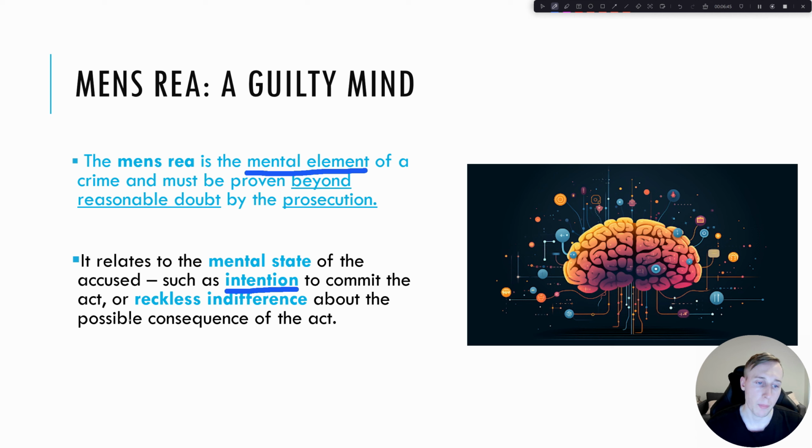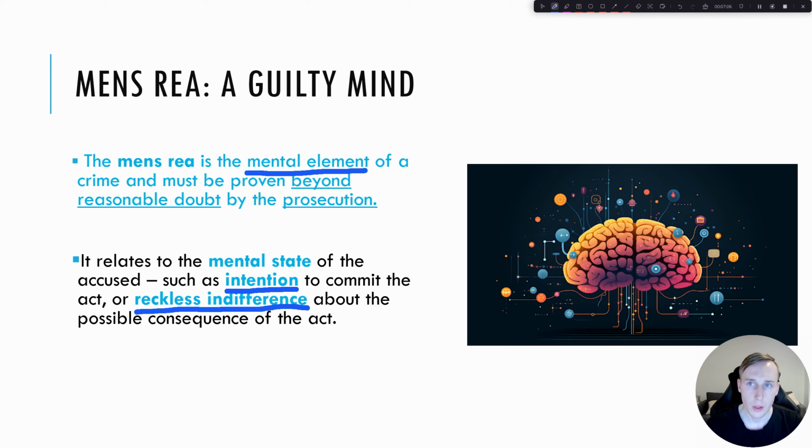Or another one might be reckless indifference, that you know that by stabbing someone, even for example in the leg or in the stomach, not trying to kill them, you know that by doing that action it can have a really serious outcome or consequence. So that could be considered you having a guilty mind or some sort of intention to commit the crime.